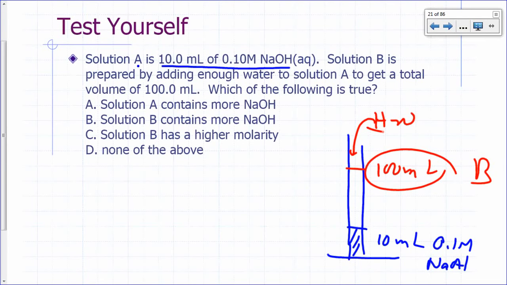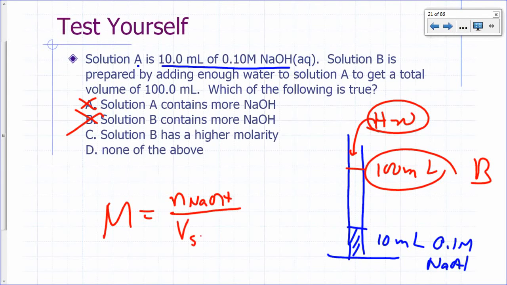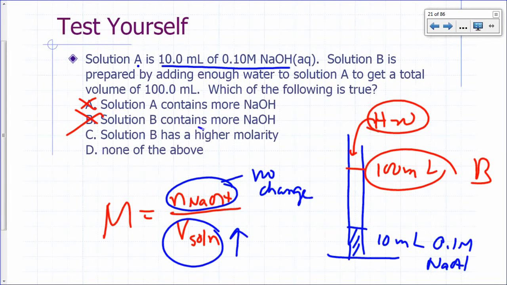Well, what are we doing when we are diluting? You're just adding more solvent, more water. You're not changing the amount of sodium hydroxide. So A is false, B is false. What happens to the molarity? Well, your volume has changed. Molarity is moles of sodium hydroxide over the total volume of solution, right? Your number of moles of sodium hydroxide doesn't change, but your volume of solution increases. If you have a bigger denominator, the molarity goes down. So your molarity would be lower, not higher. So the correct answer for this one would be none of the above.